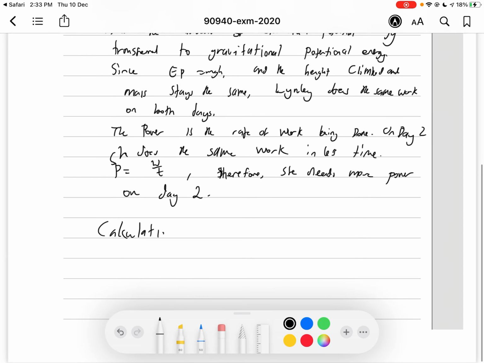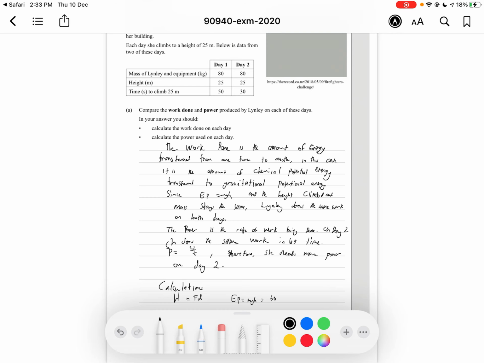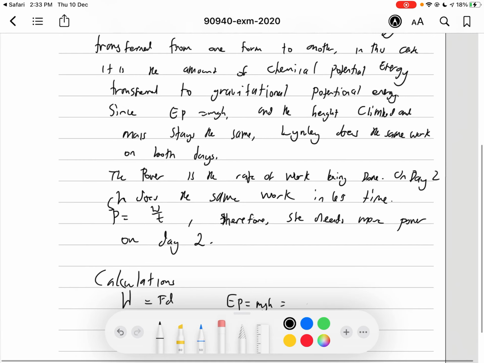So you can say calculations now. Calculations are very straightforward here. Work equals force times distance, but in this case, it's basically the amount of gravitational potential energy gained. Therefore, EP equals mgh, which equals... was it 60? No, it was 80. My bad. 80 times 25 times g.